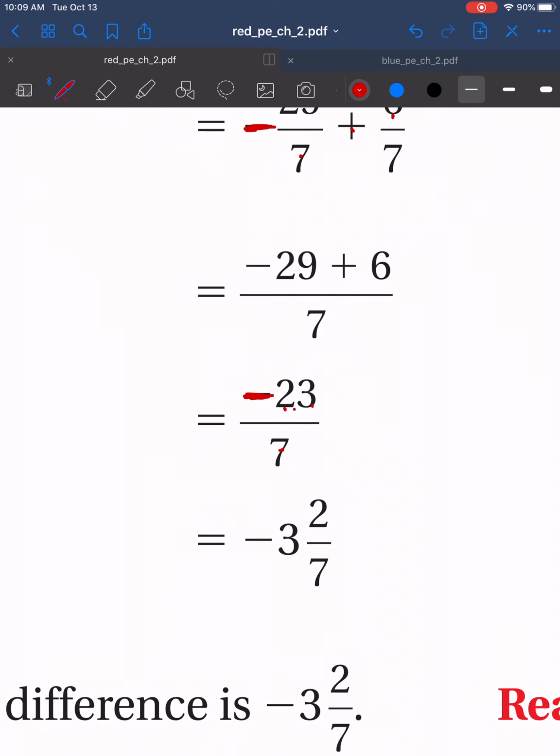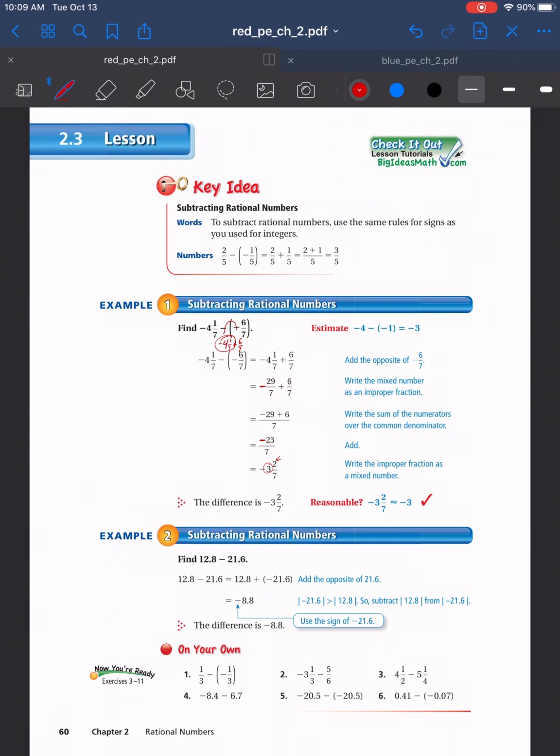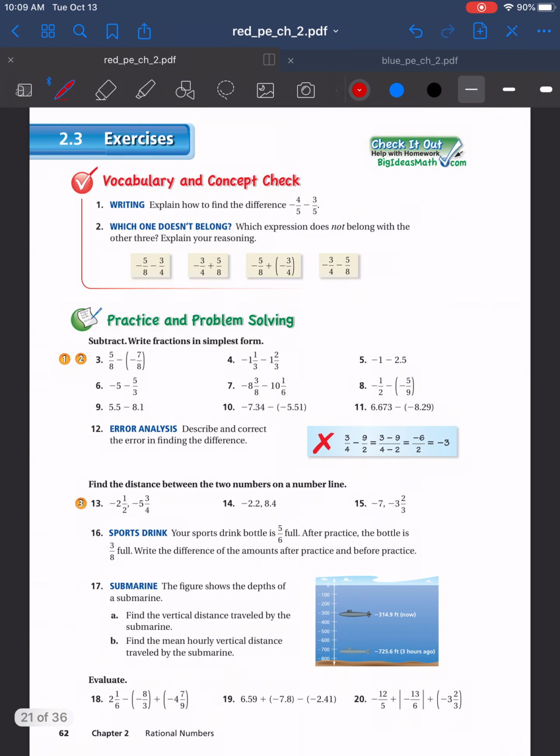How many times can 7 go into 23? 3 times. With how many left over? 2. So your answer would be negative 3 2/7. Now that's the lesson from yesterday, so hopefully that was a good little refresher for you. Now let's go back through the homework.